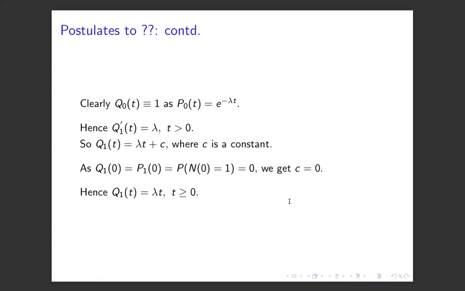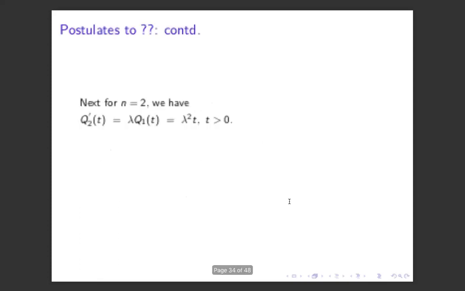So Q_1(t) is lambda t. So next for n equal to 2. So similarly, you can see that the derivative of Q_2 is lambda times Q_1(t), and we now have the information on Q_1(t). So therefore, it is lambda squared times t.